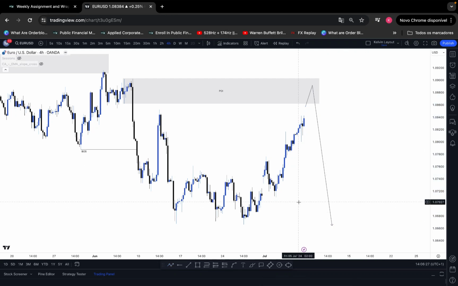So that's basically what I'm expecting on Euro USD for the next week, for price to come to the 4 hour supply zone. What we're going to do next is wait for a medium time frame structure shift. I want to see that M15 change of character to the downside. Okay, so that's it for Euro USD. Let's move to the next pair.